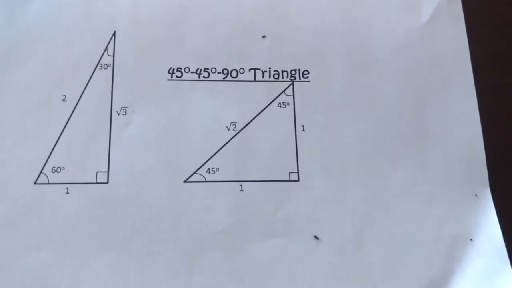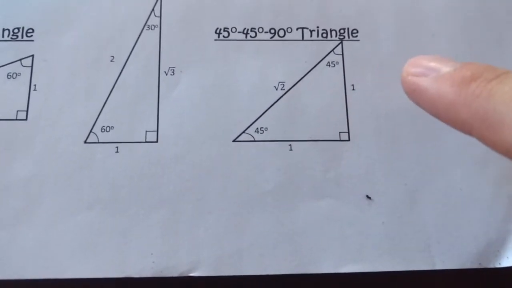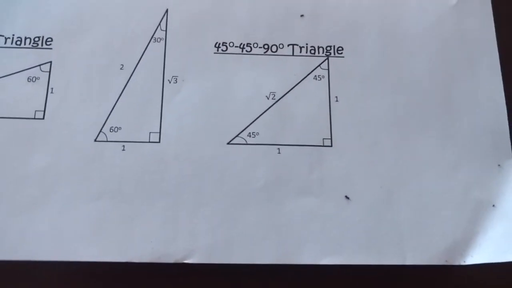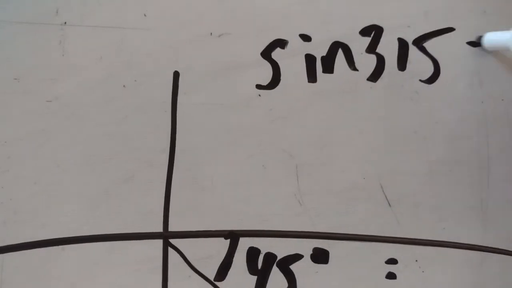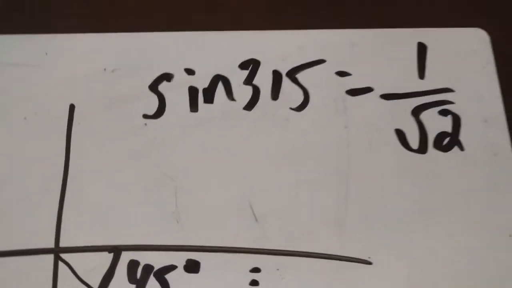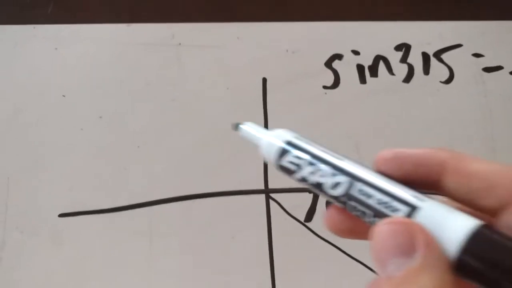Since we're dealing with sine this time, it's going to be opposite. So there's our 45-degree angle. Opposite divided by hypotenuse, so it'll be 1 over root 2. So sine 315 equals 1 over root 2. But again, we have to use our CAST rule. So our CAST rule is going to say cosine is positive here, everything's positive here, sine, tan.